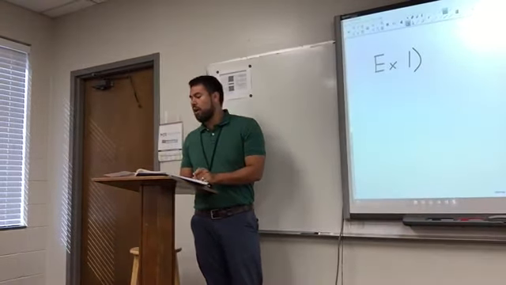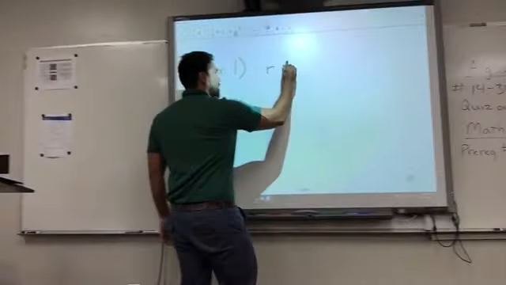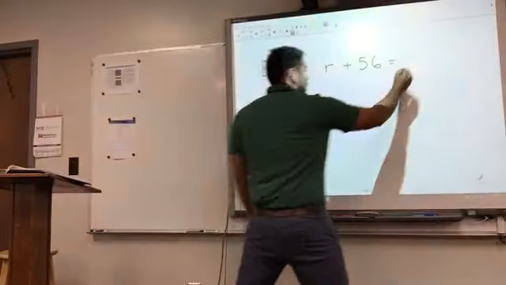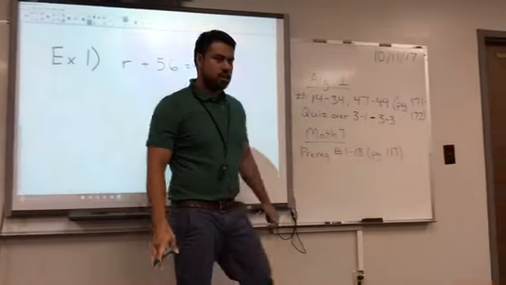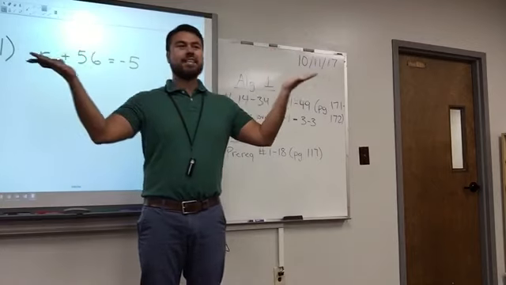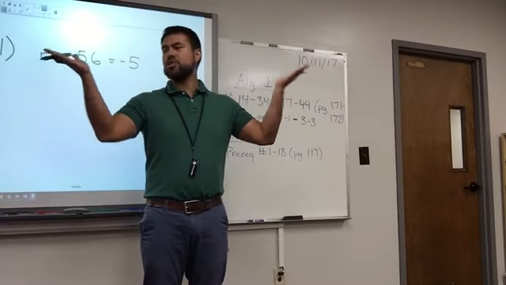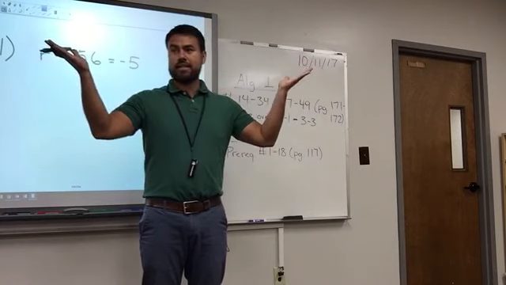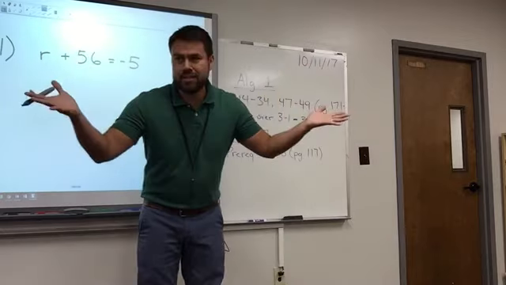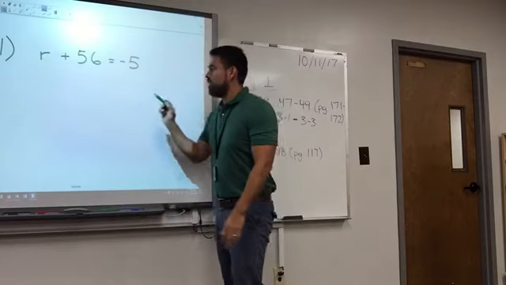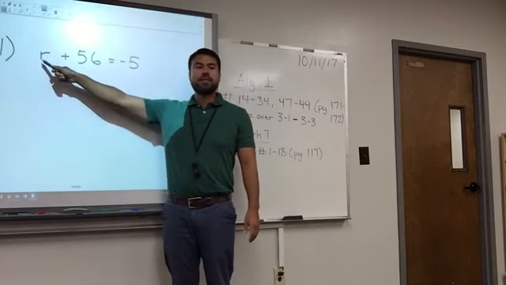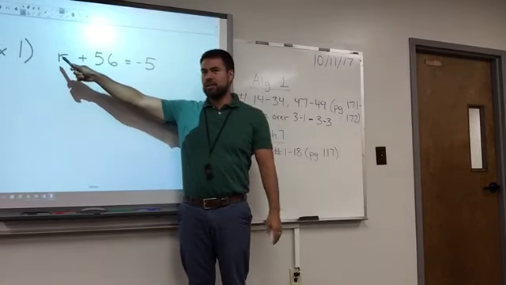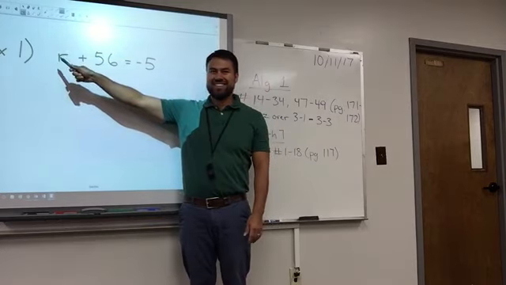So example number 1, r plus 56 equals negative 5. Okay, is this an equation? Yes. Does that mean it has to be balanced? If it's a true equation, it has to be balanced. You can add or subtract something from both sides as long as you do it to both sides and still keep it balanced. So, look at r. What's happening to r on that left side? Somebody raise your hand. Tell me what's happening to it. Josie, I see that hand. What's happening to r?